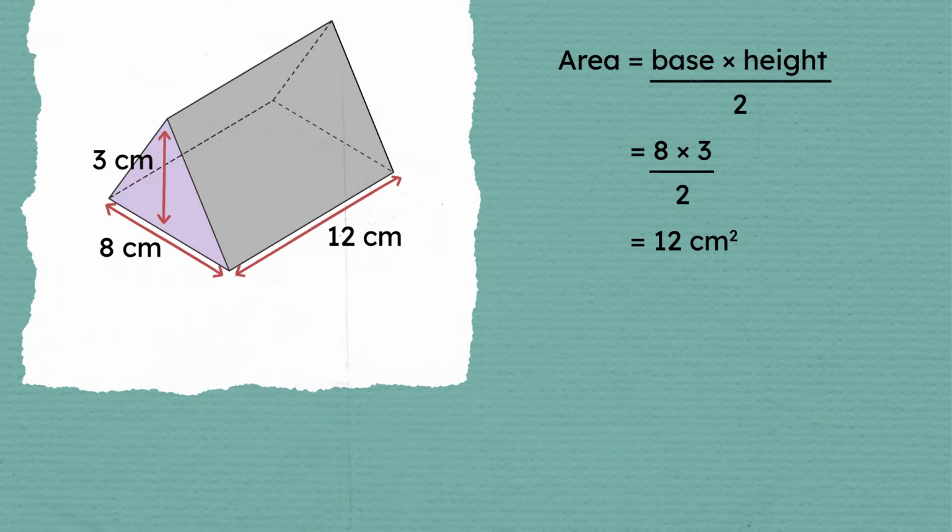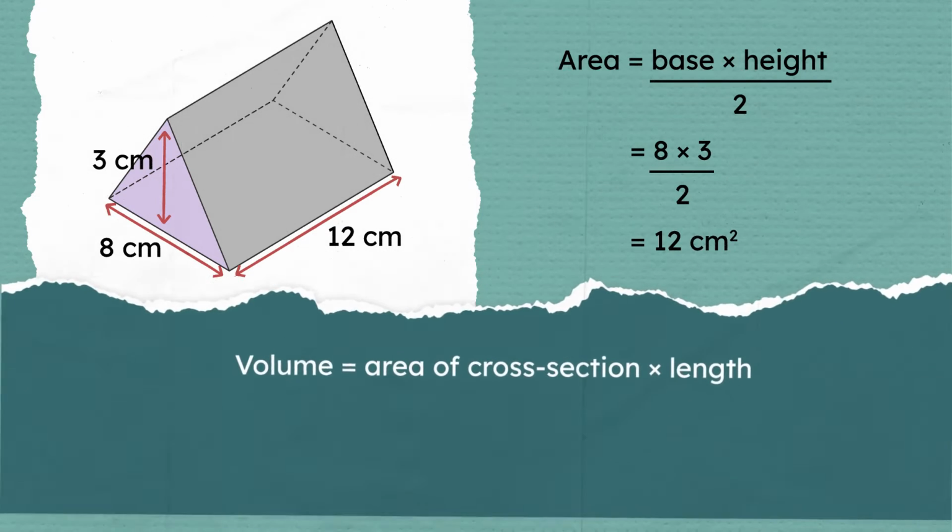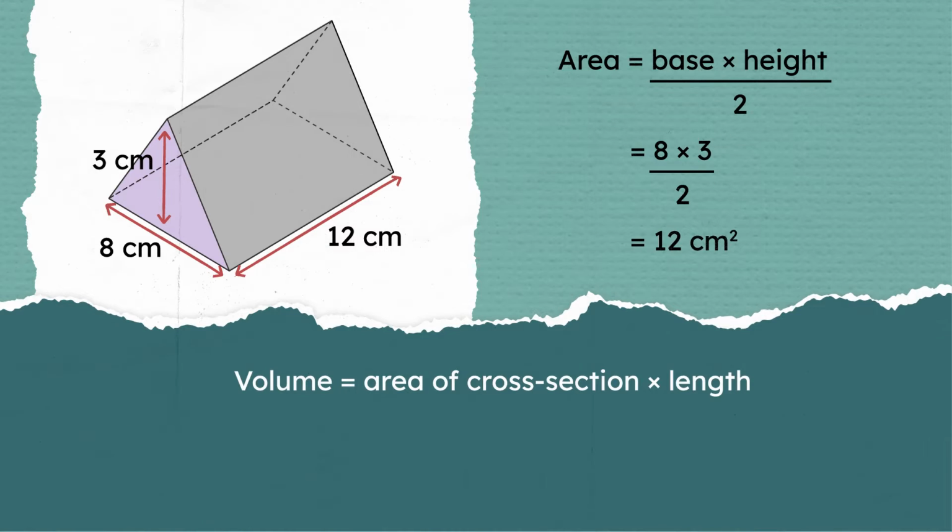Once we have found this, we multiply this value by the length of the prism to find the volume. So for this prism, volume equals 12 centimeters squared multiplied by 12 centimeters, which equals 144 centimeters cubed.